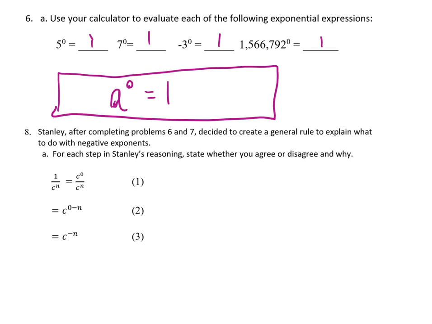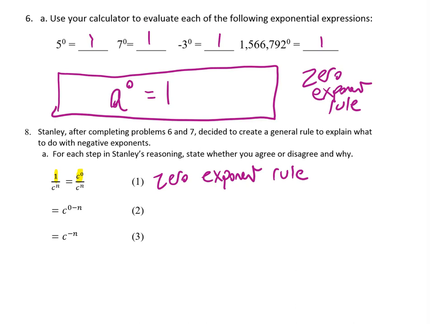And now from that, we can find out what happens with negative exponents. So since anything to the 0 power is 1, I could take 1 over c to the n here. I could rewrite the numerator 1 as c to the 0 and leave the denominator as c to the n. And so, let's call this the zero exponent rule. All we'd be doing here in step 1 is using the zero exponent rule. And then from there, we could rewrite this as c to the 0 minus n. That's using the quotient rule that we just established above.